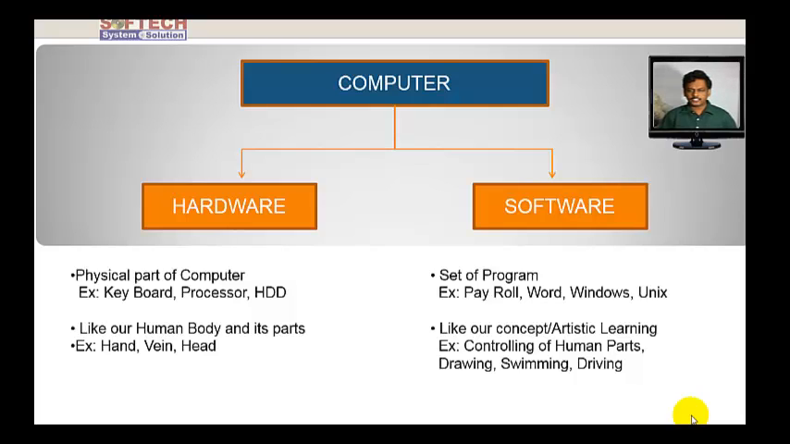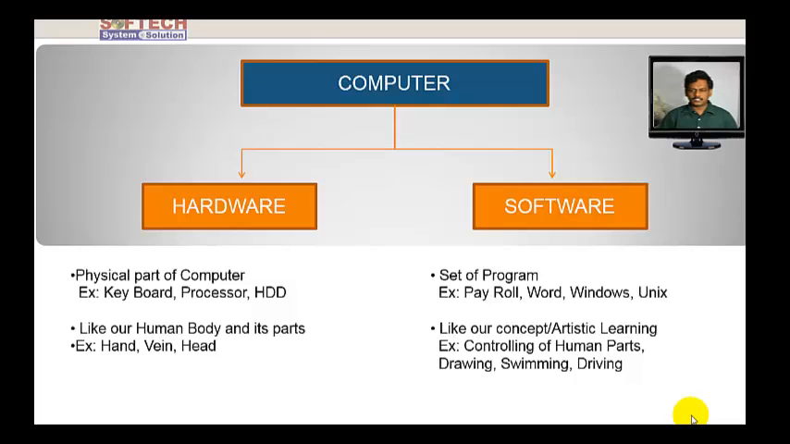After controlling and managing the human parts, we can do different types of work, that is, drawing, swimming, building, construction, mechanism, bike mechanism. So we do different types of work. This type of work is application software. So system software controls the human system and provides connection to the parts of the human body, and manages the parts of the human body.